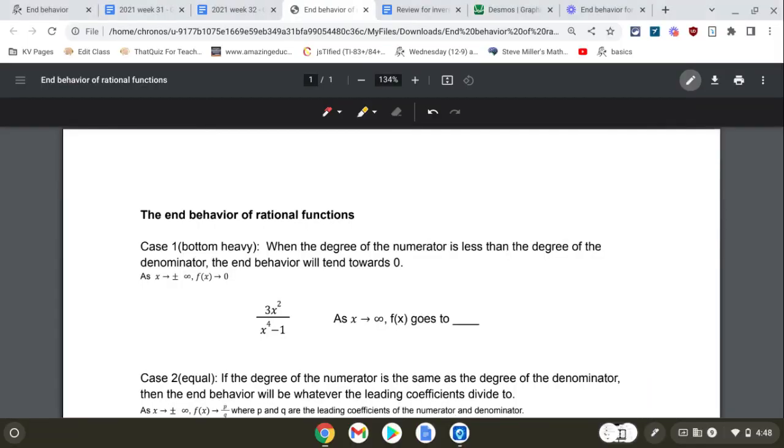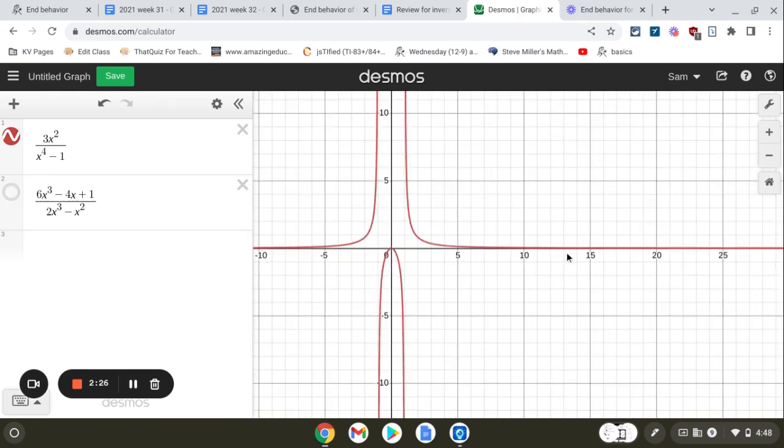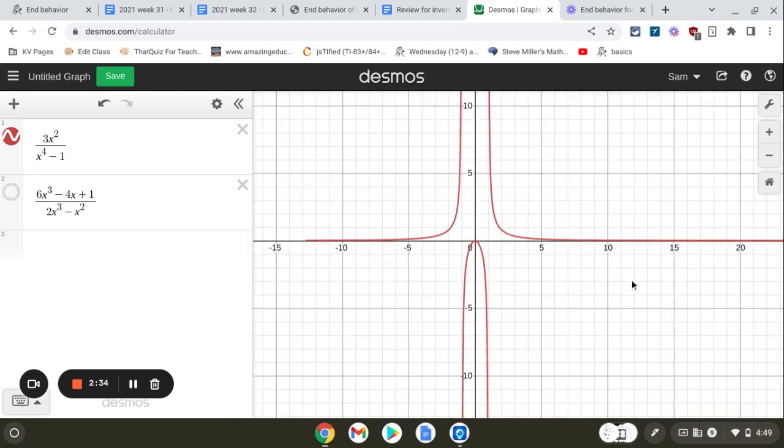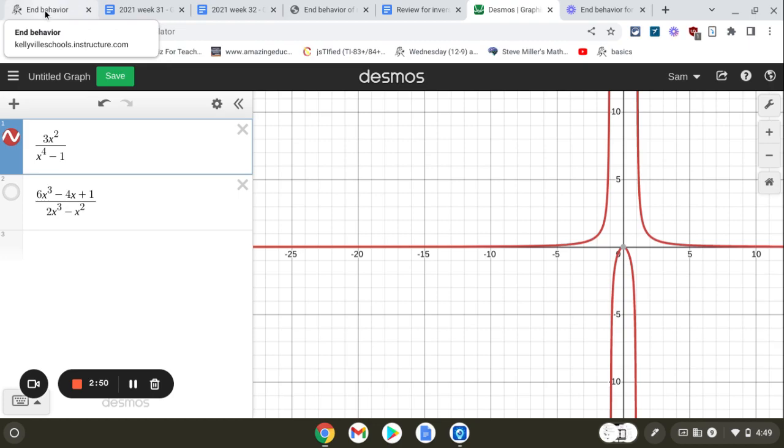The graph, here's what the graph of one of those looks like. All right, you see here as x gets bigger and bigger, the y values are getting smaller and smaller. They're approaching 0. Okay, and that's true on the positive and the negative side. That's what's kind of nice about these rational functions is, whether you go left or right, it's the same value. All right, you're still getting 0 either way you go.